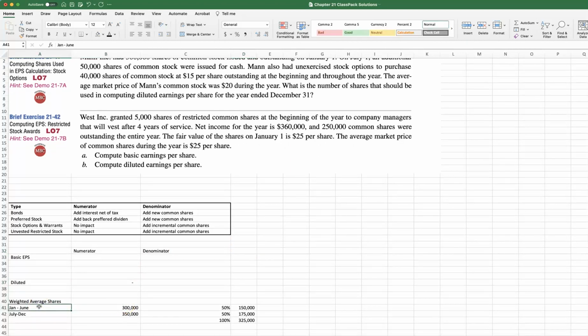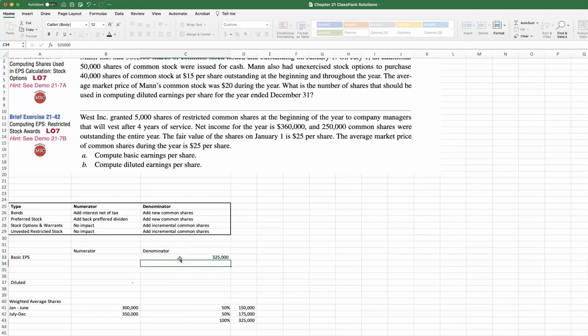So they told us that January through June, we had 300,000 shares. That's half the year. On July 1st, we issued another 50,000 shares. So the second half of the year, I have 350,000 shares outstanding. Remember, with the weighted average, I'm going to look at how much was outstanding and for how long. So your percentages should always add up to 100%, or if you're doing it in 1/12, 3/12, etc. If we did this the way we wrote this on the board, it would say 6/12 and 6/12. When I do the math, that adds up to 325,000 shares outstanding for my basic calculation.